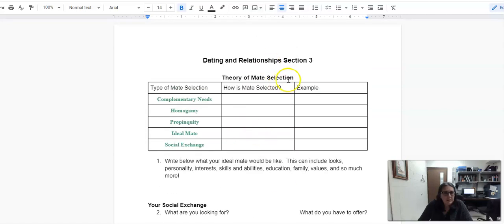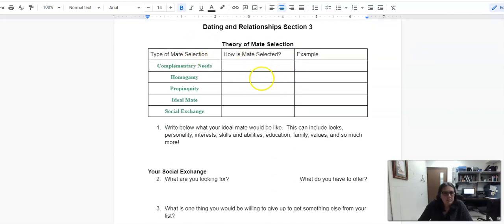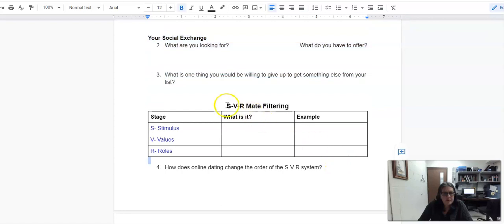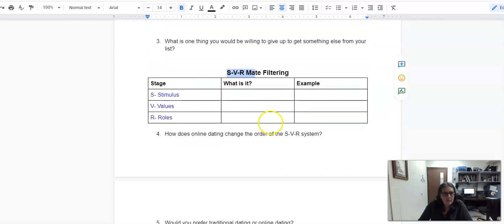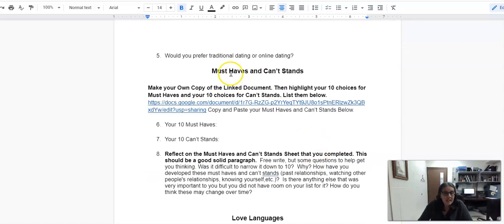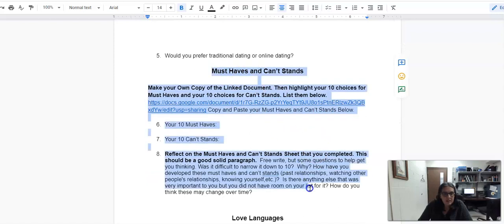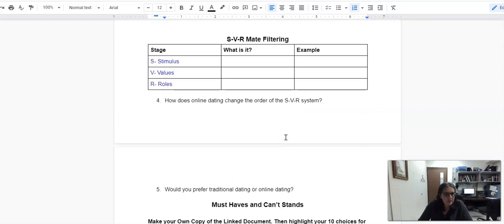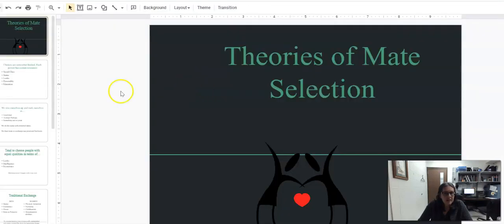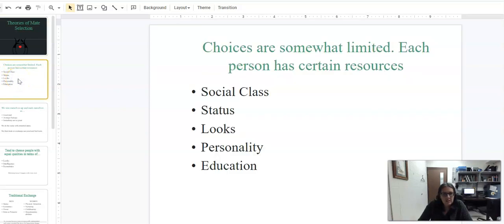If you hop on your assignment, we'll be filling out this first table, answering some questions on here that's kind of reflecting on that, and then we'll be looking at the SVR filtering, and then working on that piece. So it's pretty quick today. If you have time, feel free, work on the must-have, can't stands, but we'll go over that a little later in the love languages. Okay, so first up, you're going to click on the notes for the theories of mate selection, and we'll just kind of look through.